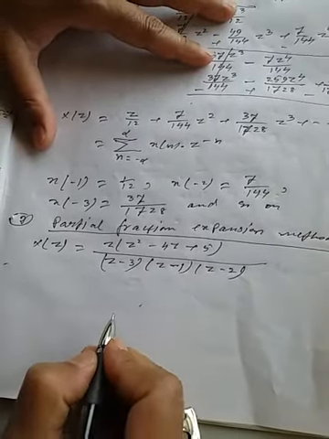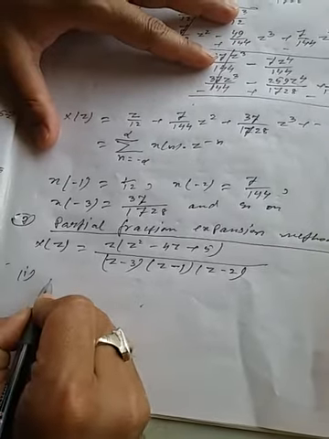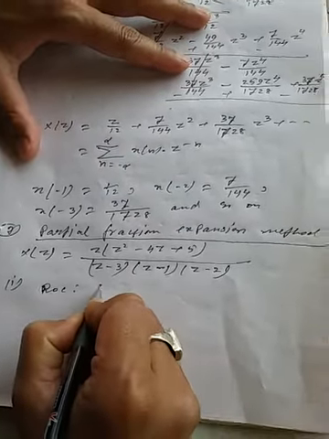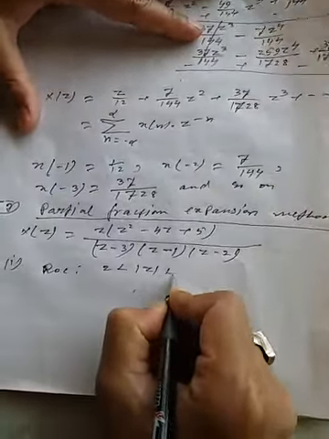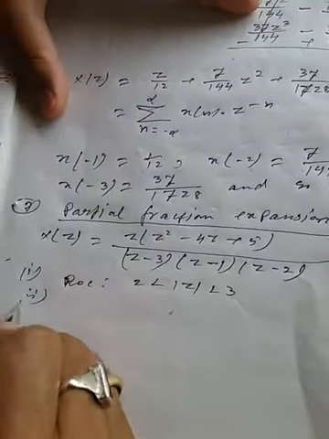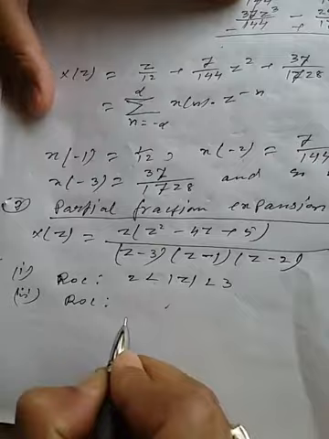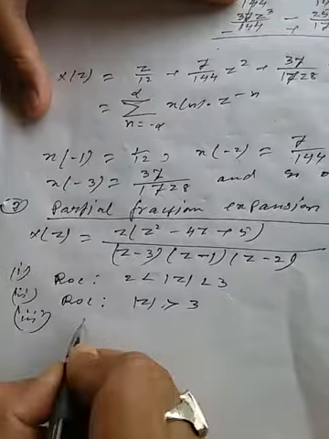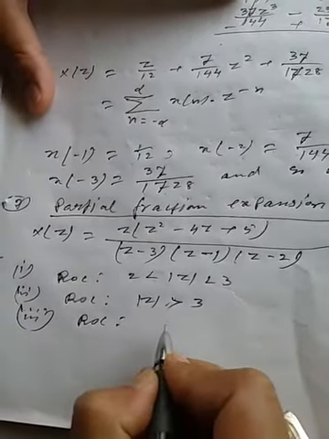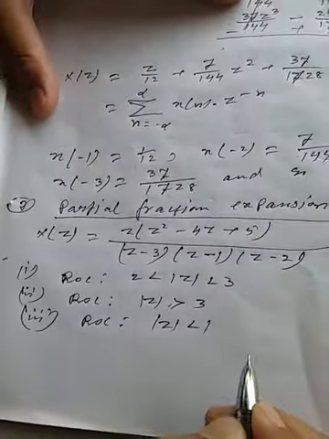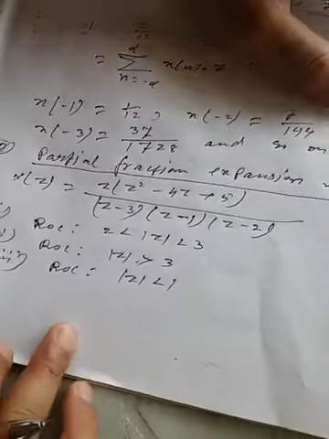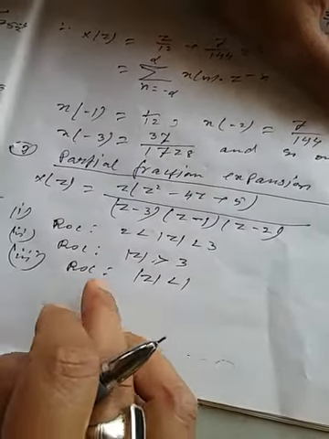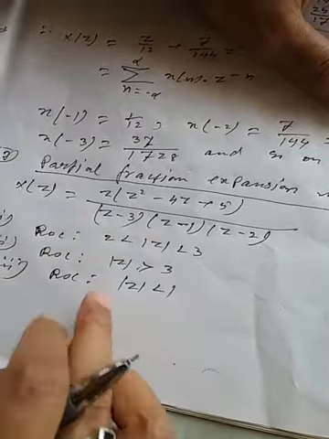Okay, but there are varieties of ROCs. In number 1, ROC is 2 less than mod of z less than 3, right? In number 2, ROC is given by mod of z greater than 3. In number 3, ROC is given by mod of z less than 1. Okay, so there are varieties of ROCs. So you have to do the inverse Z transform of this quantity, X(z) equal to this portion.